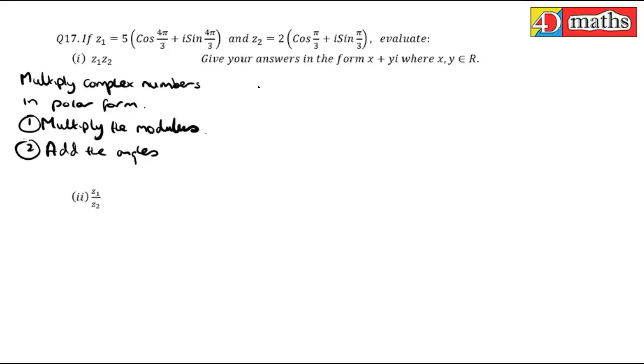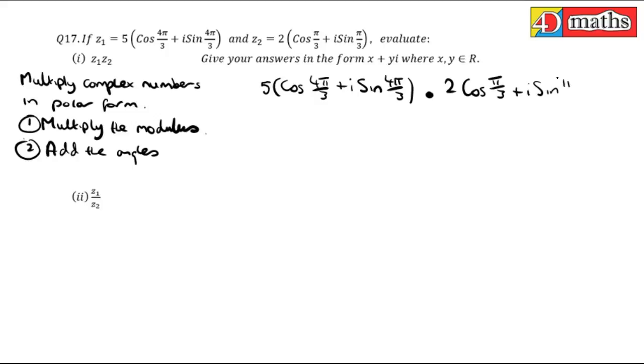Okay, so what are they asking you to do? They're asking you to multiply Z1 by Z2. So they're asking you to multiply 5 (cos 4π/3 + i sin 4π/3), and that's been multiplied by 2 (cos π/3 + i sin π/3).